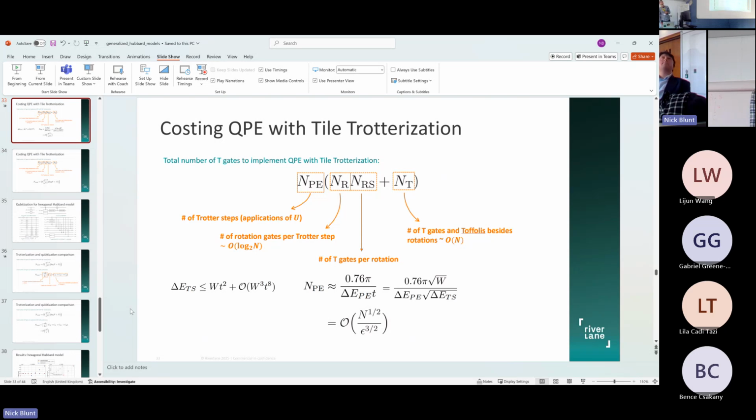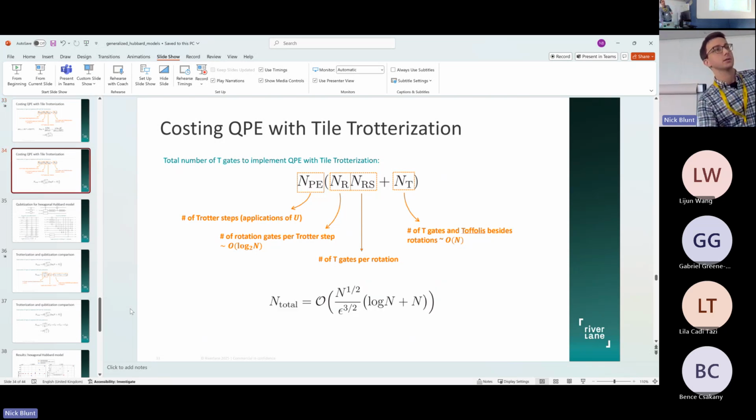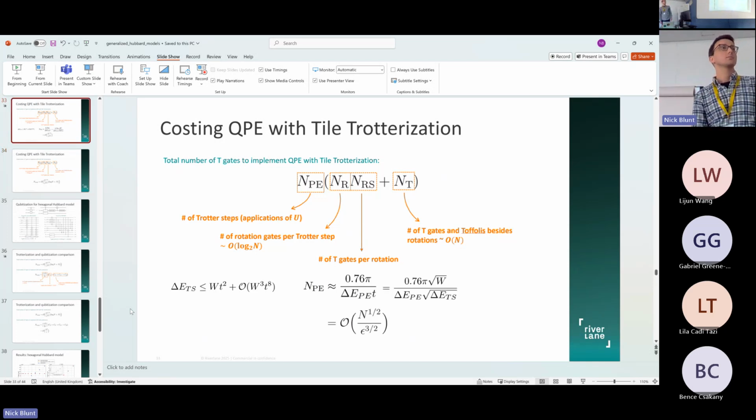And then you just group the terms and combine the constants. So this term is just the scaling for the number of Trotter steps. On the next slide, I group that with the log n plus n on the top. And when you do reversing.